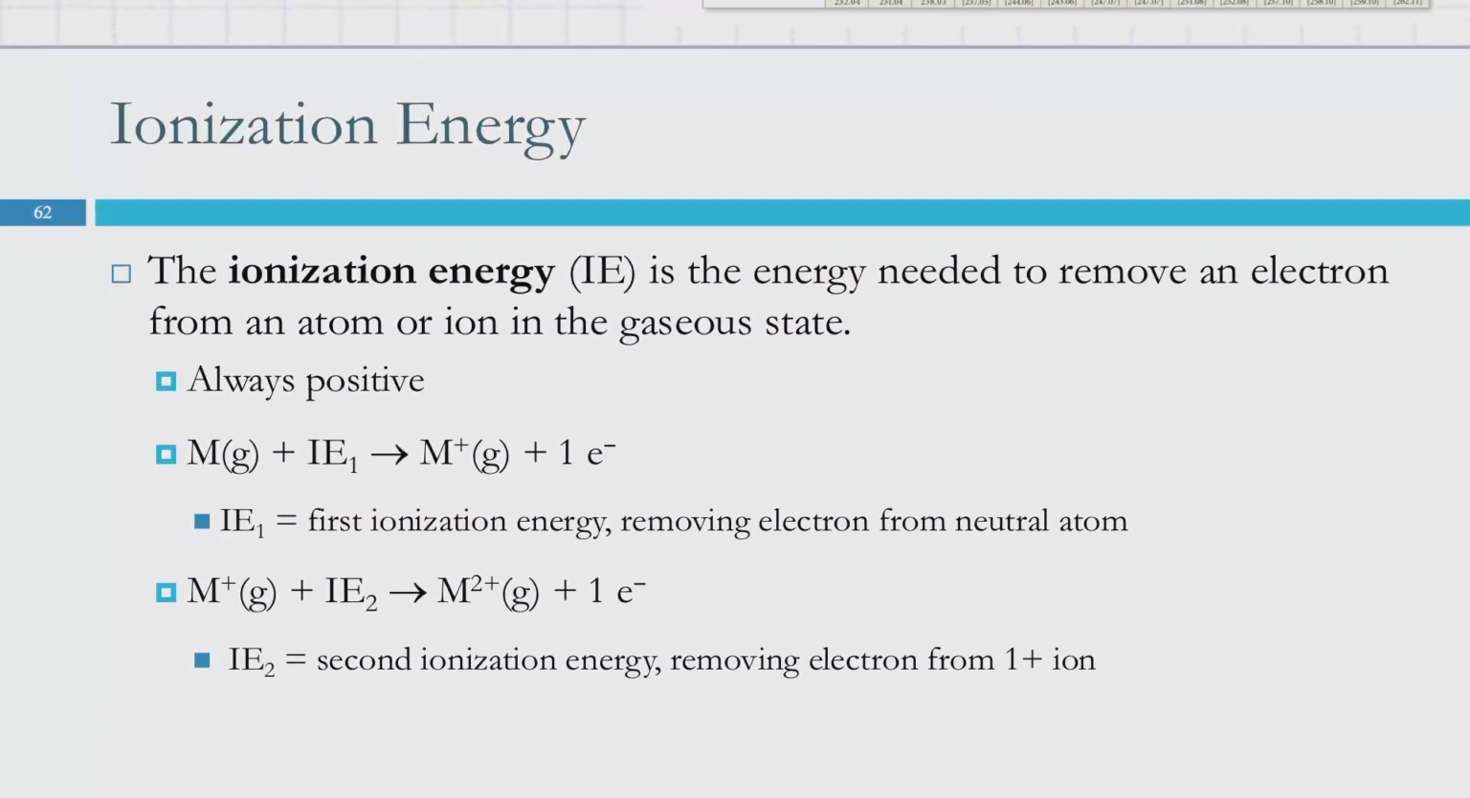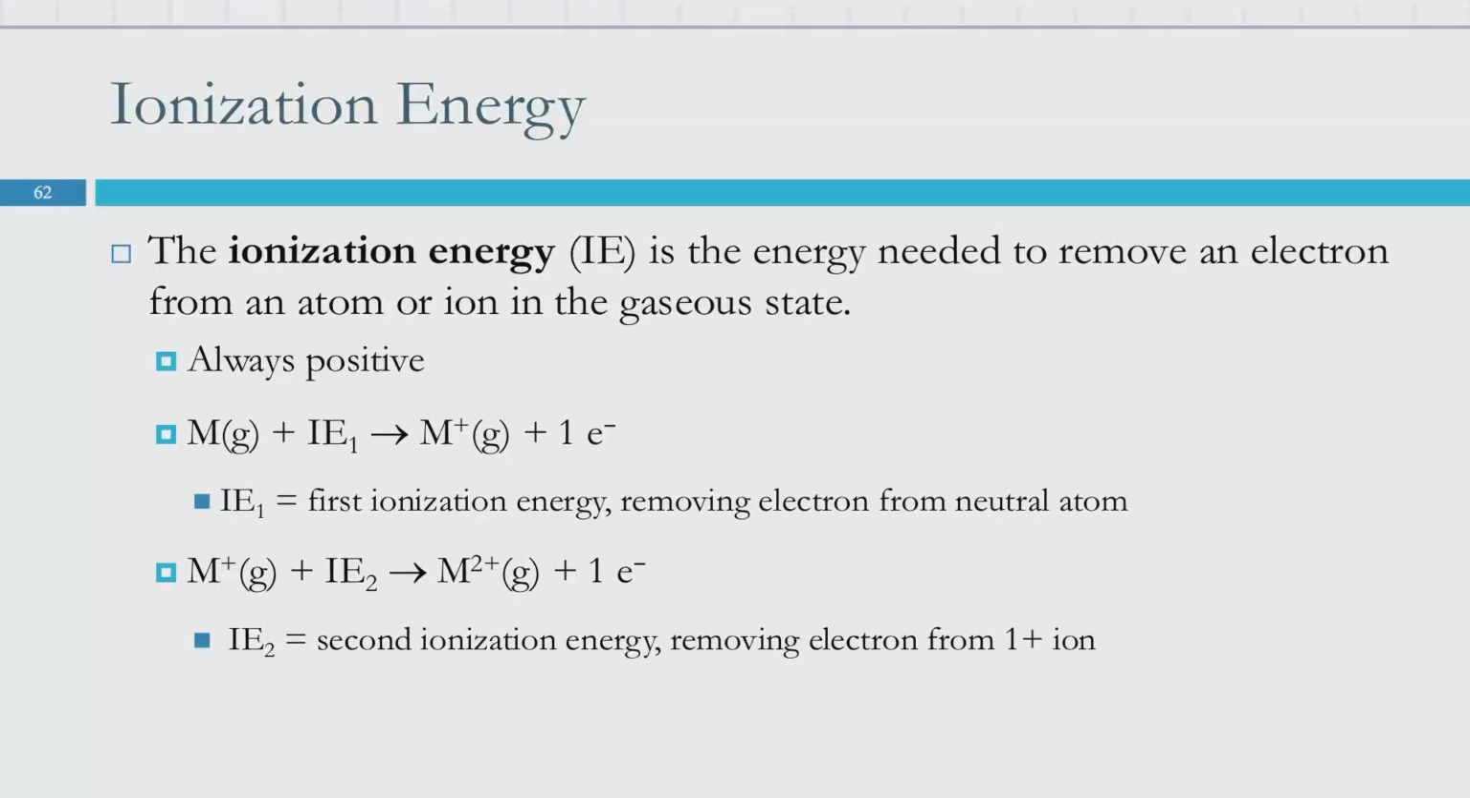All right, another periodic trend that we have is ionization energy. Ionization energy is the energy needed to remove an electron from an atom or an ion in the gaseous state. Ionization energy is always going to be positive. You always have to put energy in to remove an electron.